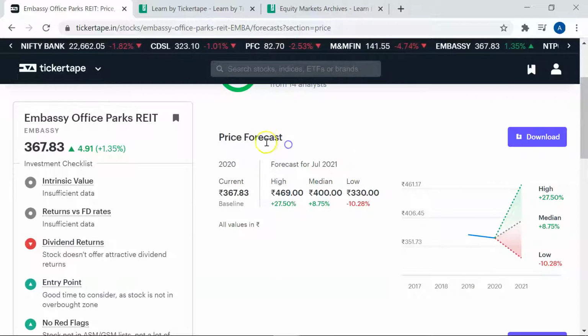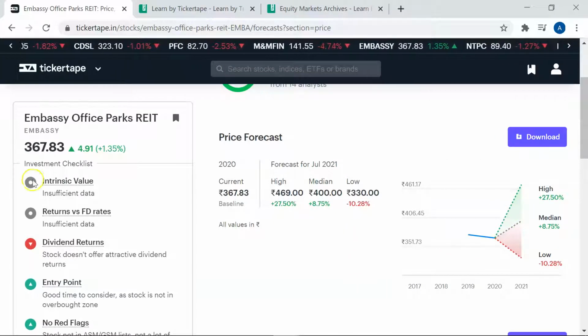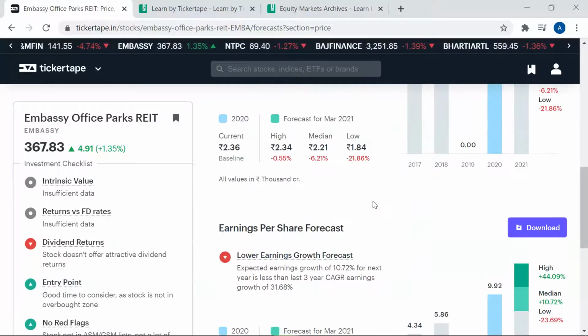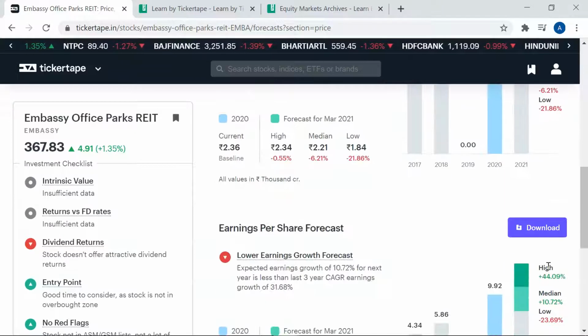See, a forecast should tell whether it is a high or a low. It is giving both in terms of dotted lines. Current price is 367. If you see the worst possible case, it might become 330 in the next year, and the best possible case, it might become 469 in the next year. It doesn't say which is more probable either. So this is the percentage. Either you can get 27% appreciation of your investment or minus 10% depreciation of your investment.